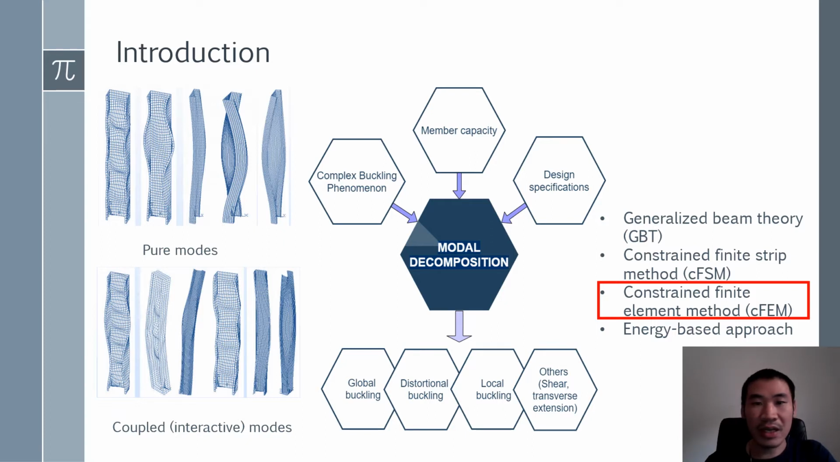Modal decomposition allows us to separate the buckling into global, distortional, local, and other modes. Currently, there are few methods which have the capability to do the modal analysis, such as the generalized beam theory (GBT), the constrained finite strip method (CFSM), the constrained finite element method (CFEM), and the energy-based approach. Here, I just focus on the CFEM.